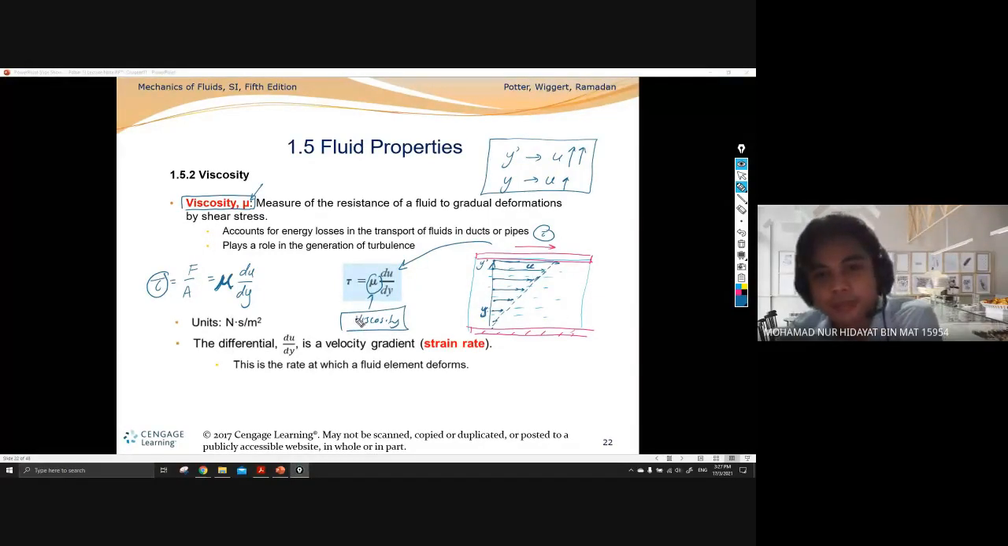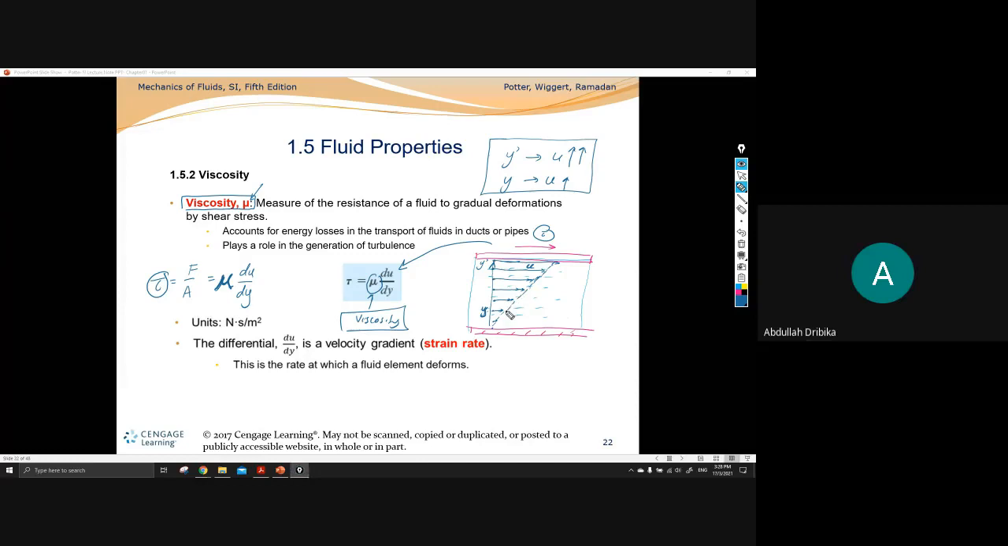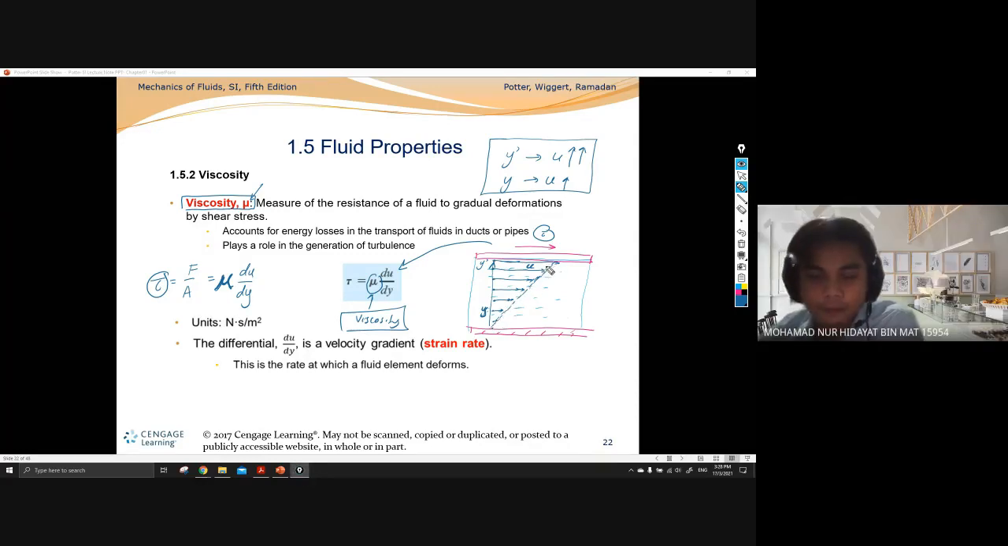Actually, viscosity is the coefficient of linearity. Basically, this is what we call the absolute viscosity. Viscosity is actually the coefficient of linearity. For example, this is the coefficient. Can you see this line, everyone? Yes, doctor. This line is for water, for example.